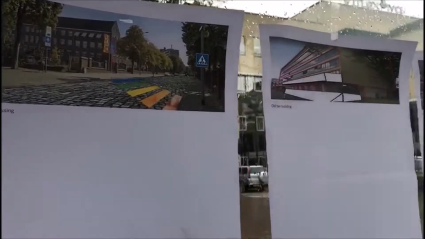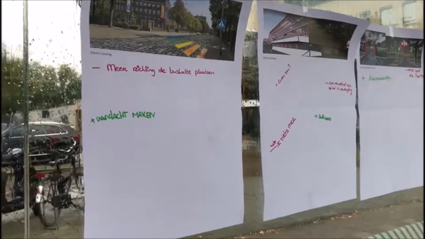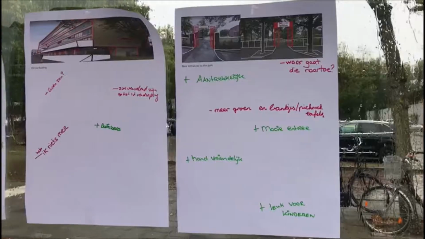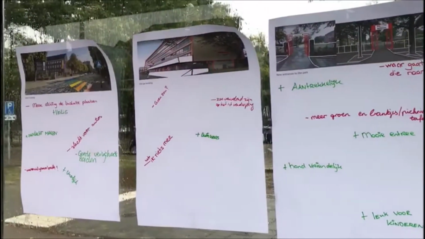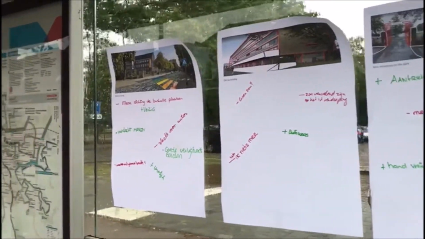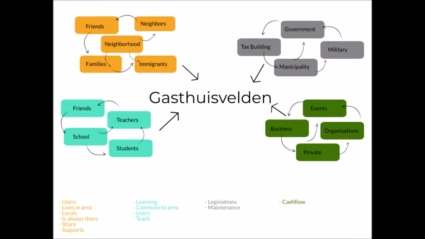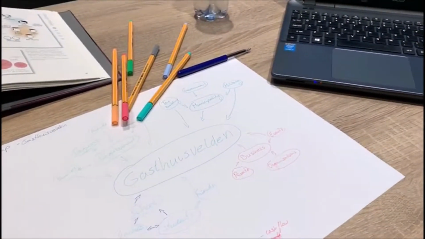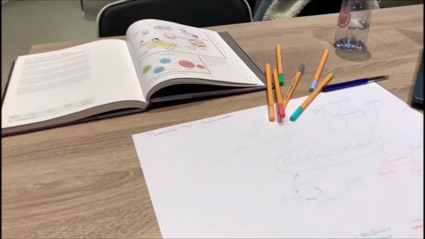The first research technique we used is the gravity wall, which we placed at the bus stop. The people that walked by could add positive and negative bullet points on the gravity wall for each intervention. The second research technique we used is the stakeholder map, which shows who is involved in the area of Gasthuisvelden and what their function is.